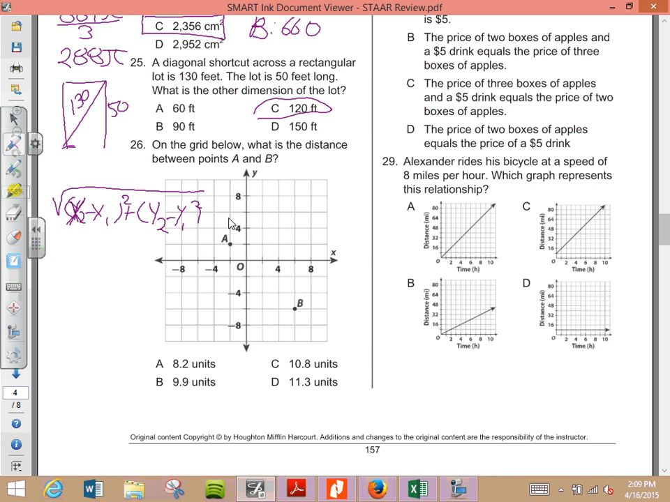A negative number. Does it matter that I get a negative number? Who says yes? It matters. Oh, come on. It's all telling me yes, and now nobody wants to raise their hand. Who says it doesn't matter? Why?